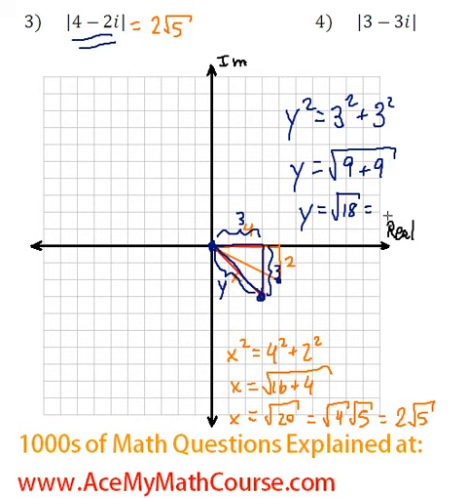And I can simplify this because that's root 9 times root 2, which simplifies into 3 root 2. So that is the absolute value of this complex number. And that's it. We're done.